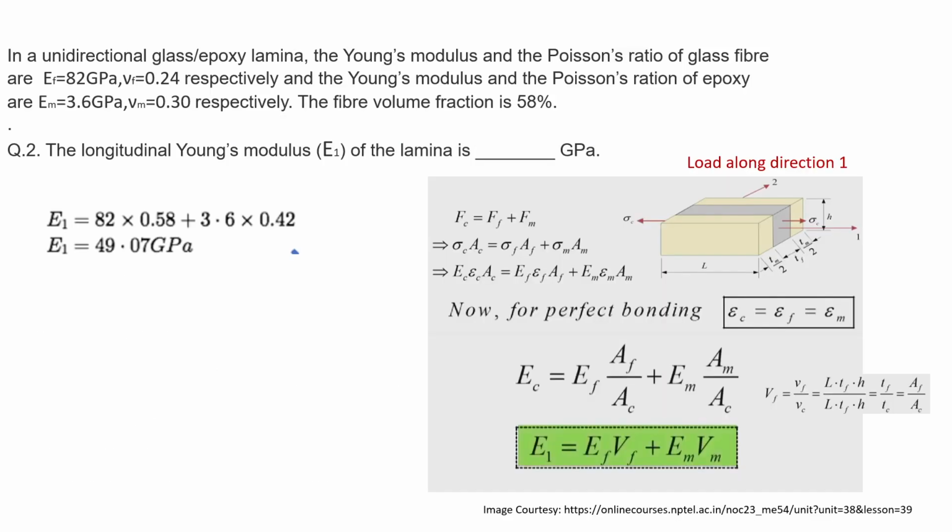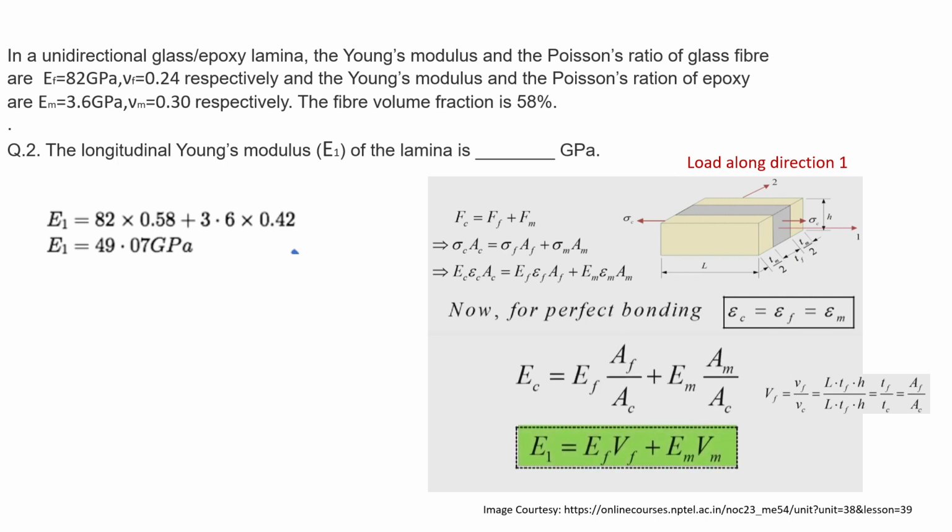The next question is that in a unidirectional glass epoxy lamina, the Young's modulus and Poisson's ratio of glass fiber are given, where EF equal to 82 gigapascal, mu F equal to 0.24 respectively, and the Young's modulus and Poisson's ratio of epoxy are EM equal to 3.6 gigapascal and mu M equal to 0.3 respectively. The fiber volume fraction is 58%. So the question is, what will be the longitudinal Young's modulus of the lamina in gigapascal?